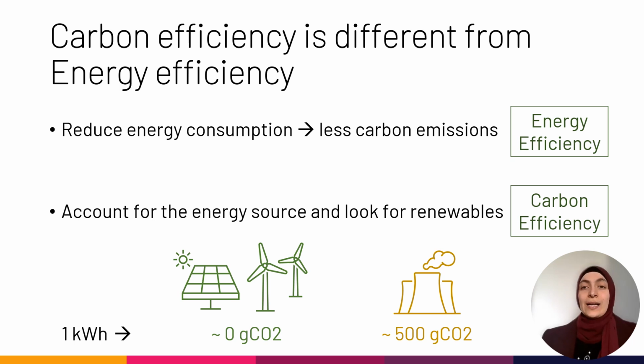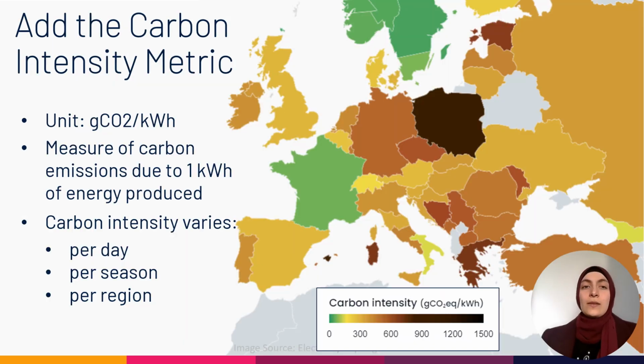Whereas if we account for the source of this energy consumed, then we can see that the same amount of energy consumed from renewable energy sources will result in less carbon emissions compared to using fossil fuels. And that is carbon efficiency. So to capture this carbon efficiency, a very important metric here is the carbon intensity, which is the measure of how much carbon is emitted to produce 1 kilowatt hour of energy.